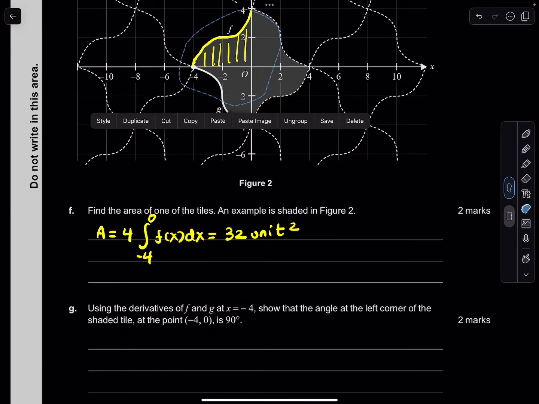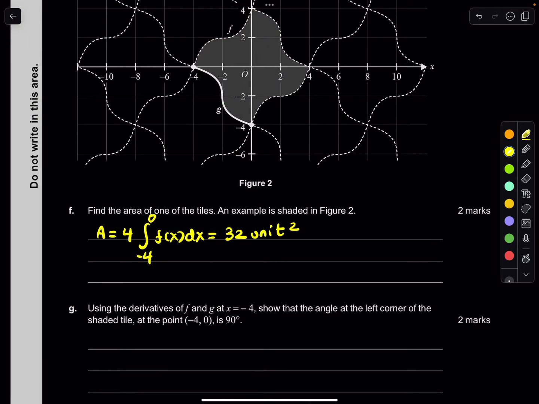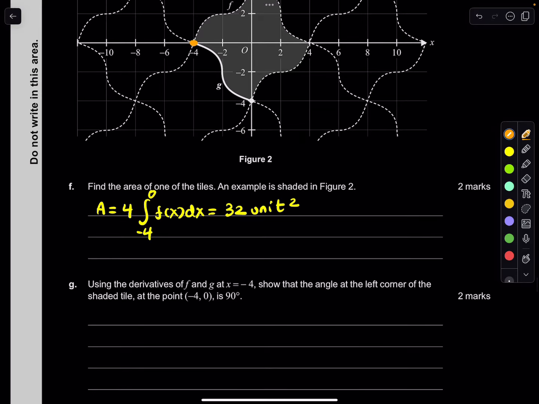Yep. So cut this. So left corner, so here, let me draw in a different color so you can see it. So left corner, so negative 4. So using the derivatives of f and g at x equals negative 4, show that the angle at the left corner of the shaded tile at the point negative 4, 0 is 90 degrees.